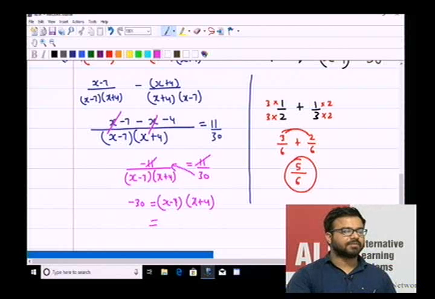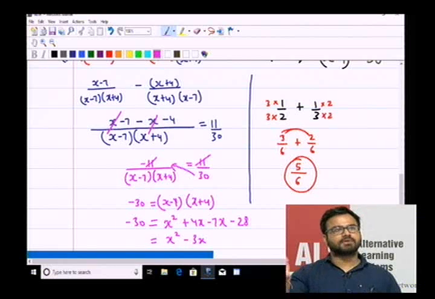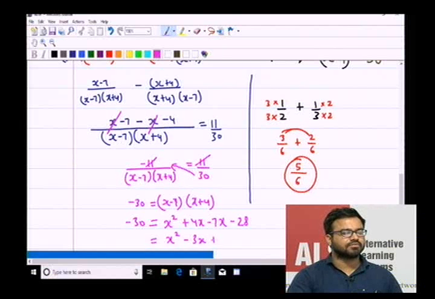Now we will multiply these two brackets, x minus 7 into x plus 4. So this will become x square plus 4x minus 7x minus 28, and minus 30 over here. Now again, on rearranging the terms, x square plus 4x minus 7x, and this 30 will go to the right hand side. This will become plus 30. So 30 minus 28 will become 2, and this is equal to 0.